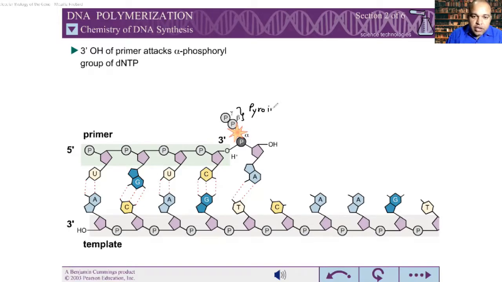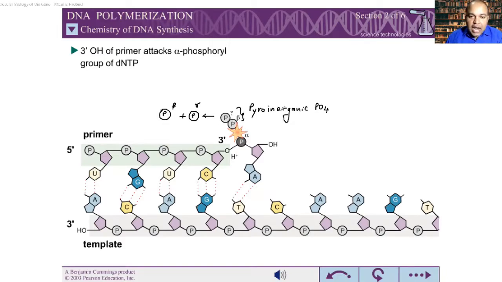So this would be called pyrophosphate, inorganic phosphate. And this pyrophosphate is going to be lysed. When it is lysed, it is going to free the beta phosphate and the gamma phosphate from each other. What will it do? It will separate the beta phosphate and the gamma phosphate from each other. Here the gamma phosphate and the beta phosphate get separated from each other.